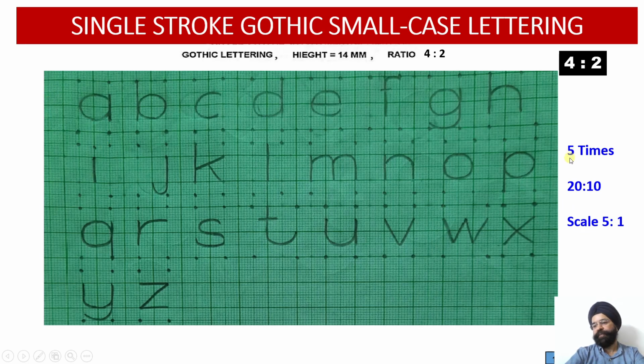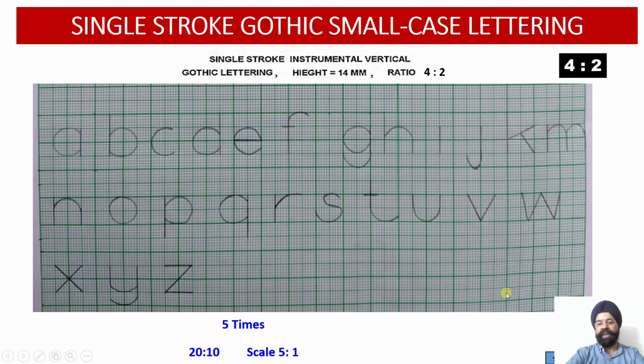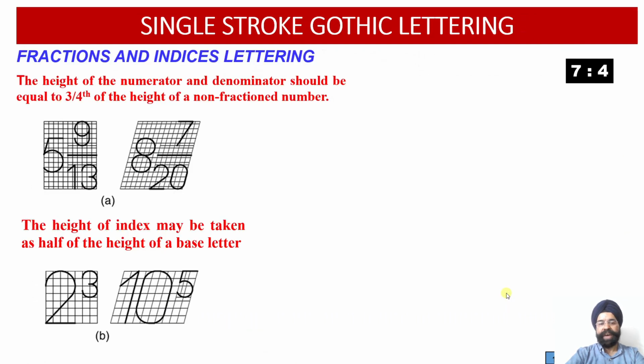So we say that we have drawn this 5 times. 5 times means we are writing smaller 20 blocks and smaller 10 blocks over there. So we can say that the scale used over here is 5 ratio 1. Again, for W and M, we have chosen the scale to be 4 is to 3, and for J you can see there is a width of only one block of 5 small over there. So here you have got 4 is to 1 for J and 4 is to 3 for M and W. Again we have written this in the ratio of 5 is to 1.